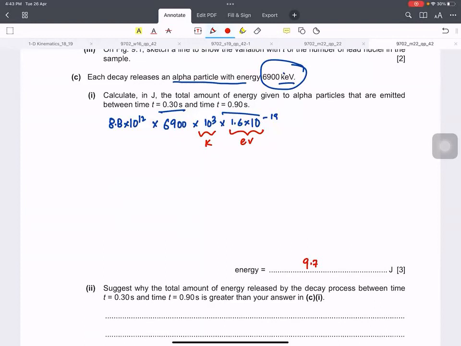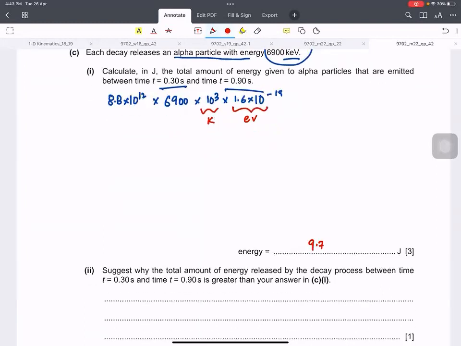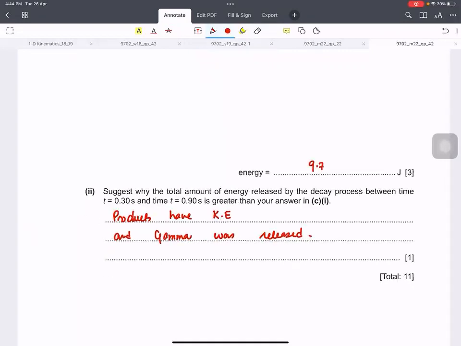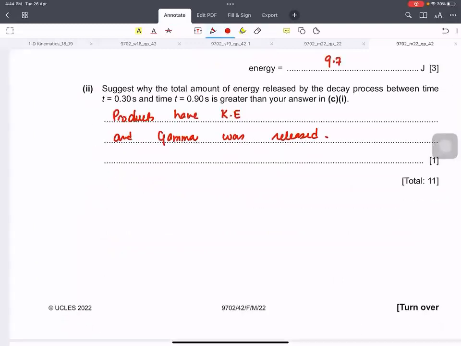Like that. Okay, suggest why the total amount of energy released in the decay process is greater than your answer. Okay, so दो इसके हो सकते हैं. Products have kinetic energy, and gamma was released. So ये याद कर लो, every time this is the same thing.